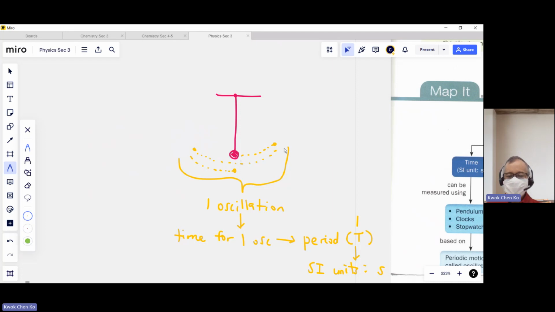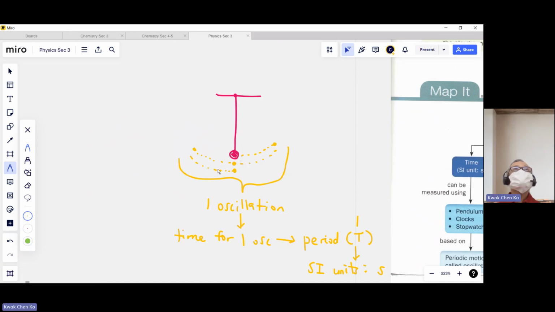Right? It always starts and ends at the same spot, but for this case, it means that it has also gone through this spot on this particular arc of movement. Okay, so just take note, this is counted as one oscillation as well.